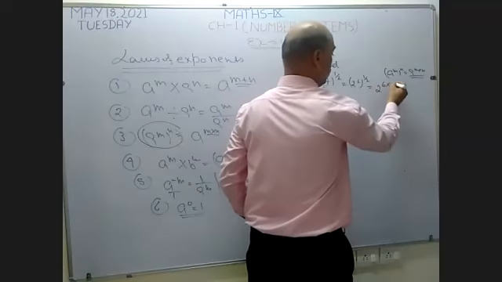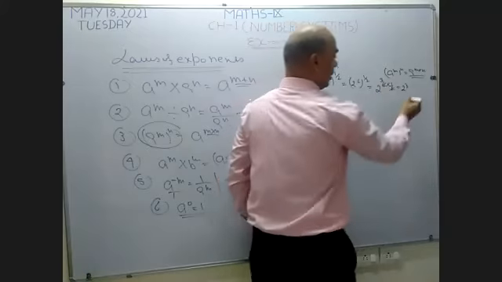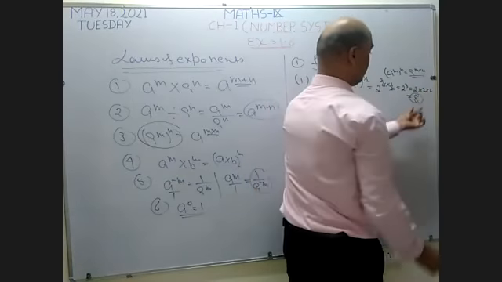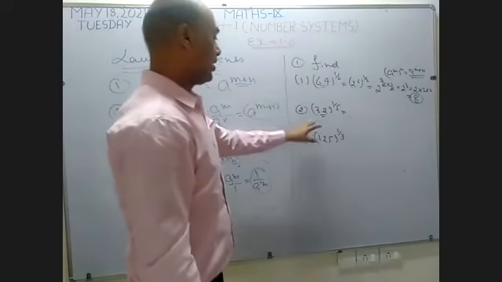2 raised to power 6 into 1 by 2. 2 1s are 2, 2 3s are 6. Answer becomes 2 raised to power 3. 2 raised to power 3 is 2 into 2 into 2. Answer becomes 8. 8 is the answer. Okay. Now I want to solve this.